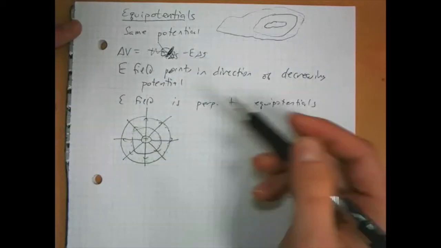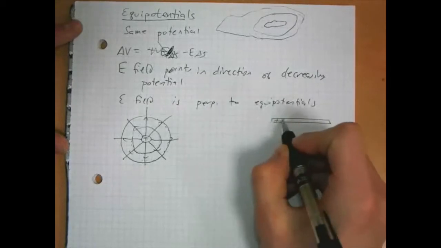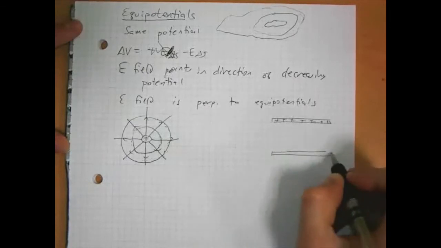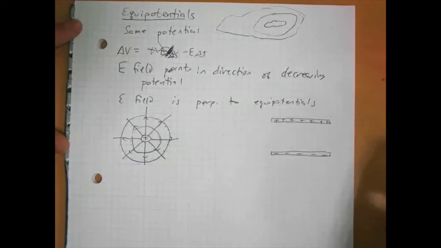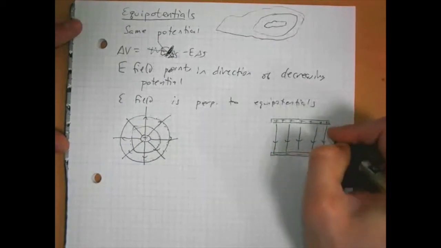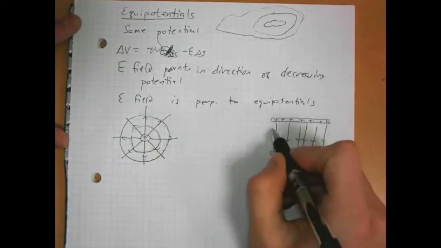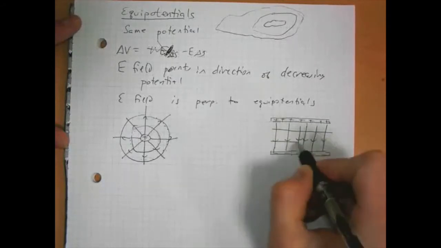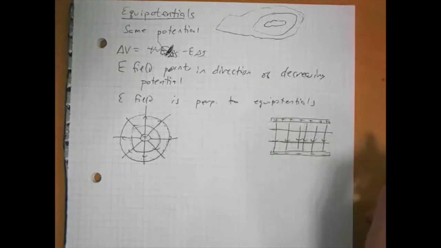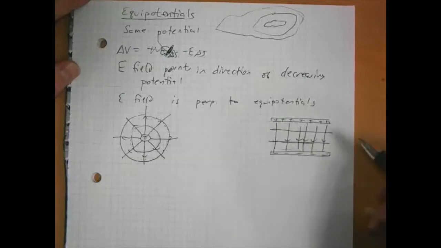Another example: if we have a parallel plate capacitor, we've got the positive plate on top and the negative plate on the bottom. We know the electric field points straight down in between. In this case, our equipotentials run perpendicular to the electric field, so they would be horizontal. And they wouldn't be closed surfaces in this case, because the electric field outside basically doesn't exist. So the equipotentials are just horizontal lines.